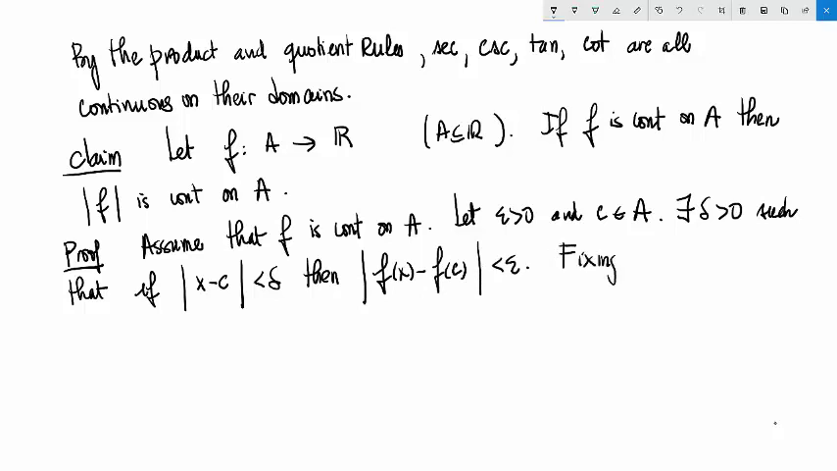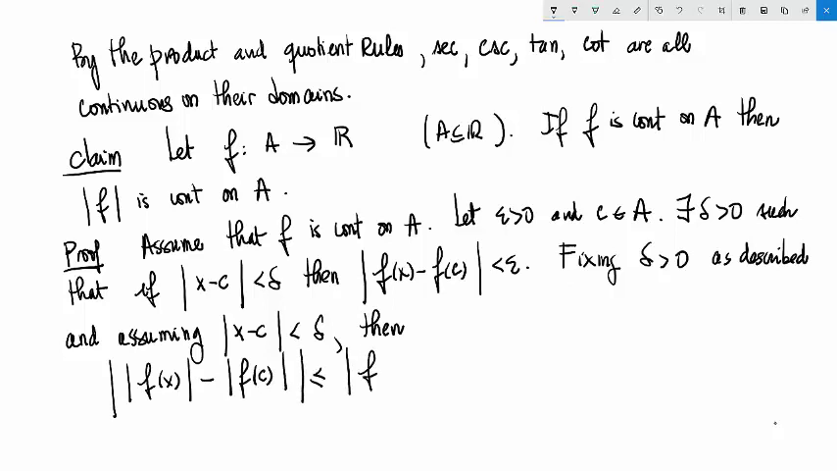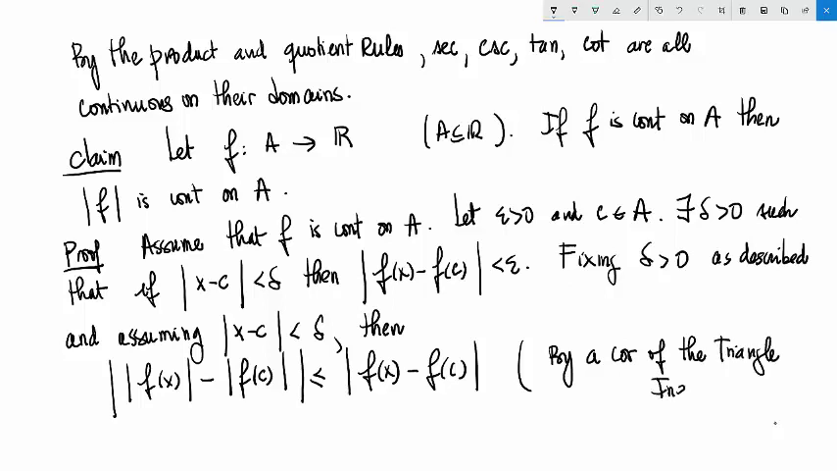So fixing delta, which is positive as described, and assuming that the distance between x and c is less than delta, then we obtain that the distance between the absolute value of f of x and the absolute value of f of c is less or equal to the distance between f of x and f of c by a corollary of the triangle inequality, and by assumption this is less than epsilon.